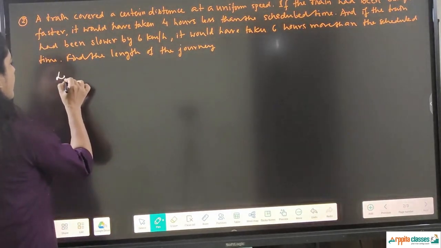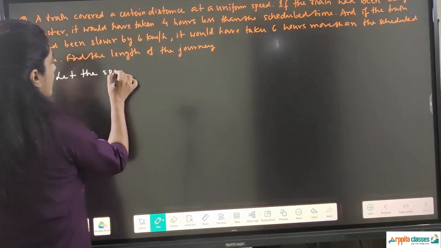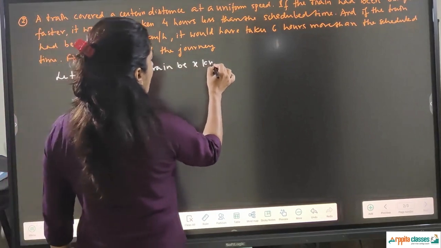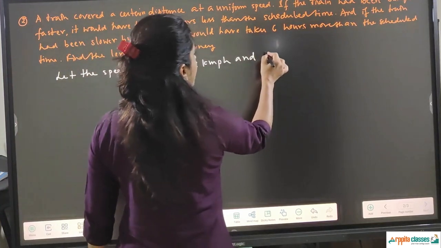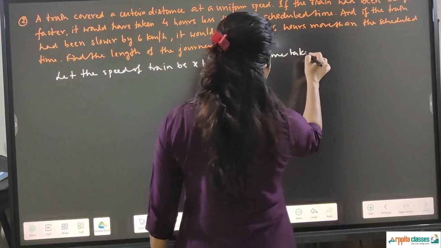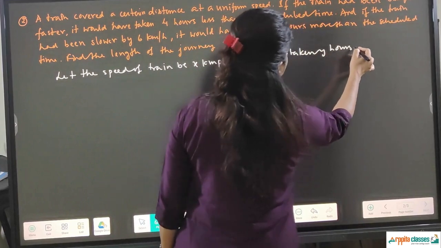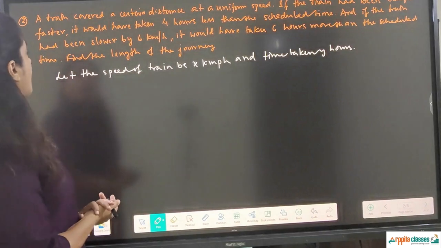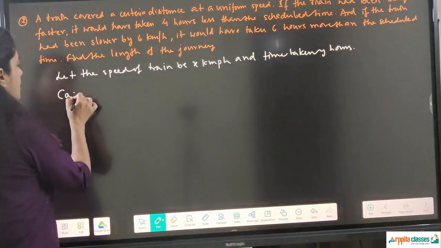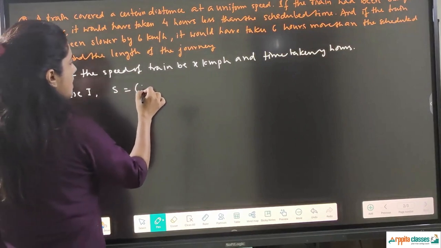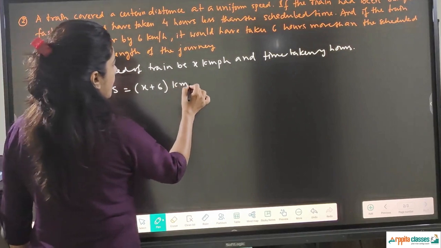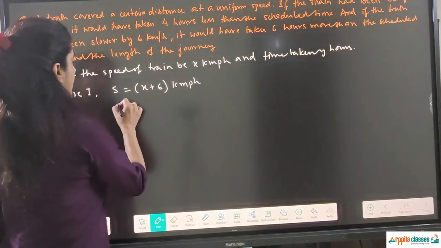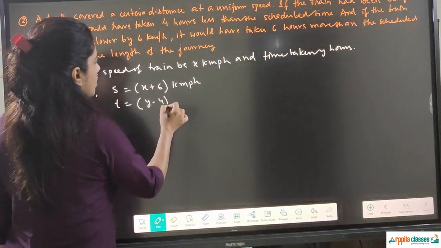So here we'll consider let the speed of train be x km per hour, and the original time taken is y hours. Okay. Now they are saying if the train had been 6 km/h faster, that means the first case, case 1, the speed is x plus 6 km/h. Okay, then it takes 4 hours less than the scheduled time. Then the time would be y minus 4 hour.